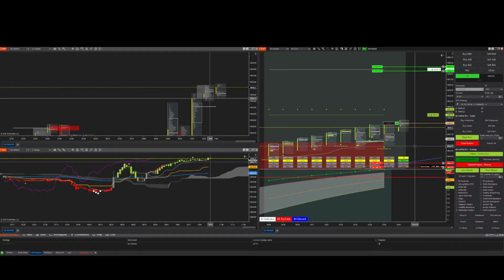This is about the time that I expect it to start moving. Now, it may start moving the wrong direction here, but I expect it to at least start moving here.